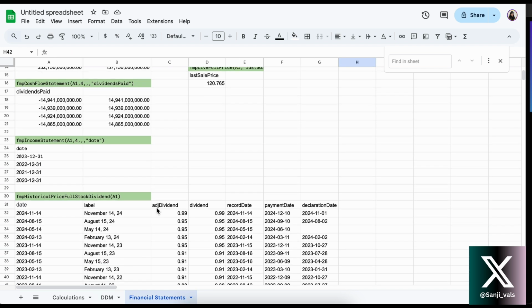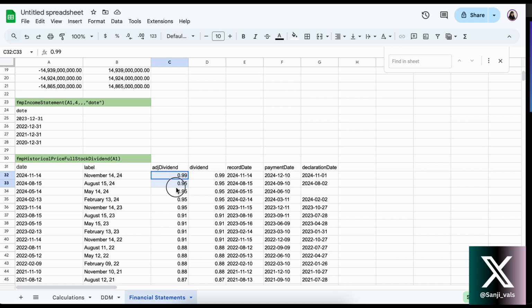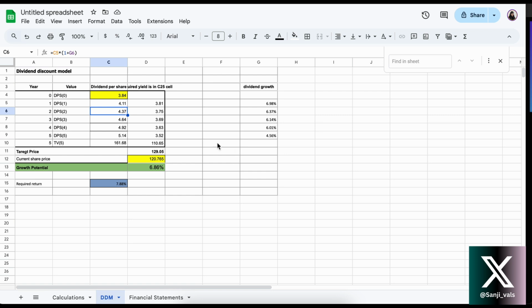We know the amount of dividend that was paid quarterly, and we sum it up for 4 quarters because we're interested in the yearly dividend payment, and we get this number 3.84. So you take this number 3.84 multiplied by 1 plus the dividend growth rate for the first year that we already forecasted, 6.98%. And the company's forecasted dividend for the first year is 4.11.